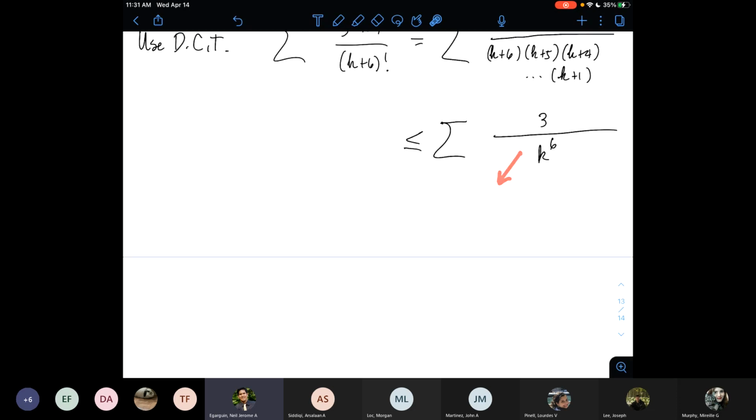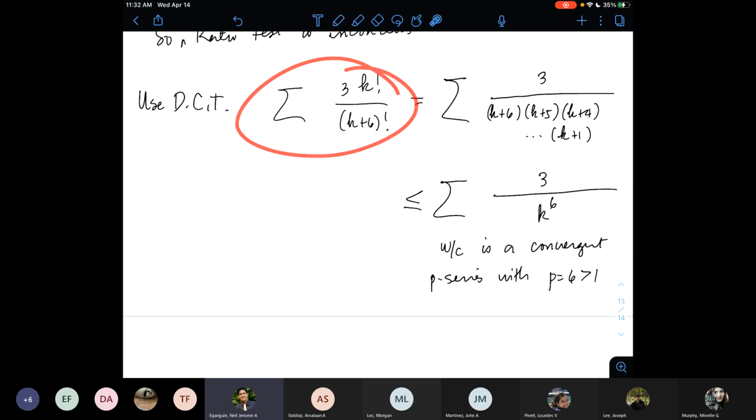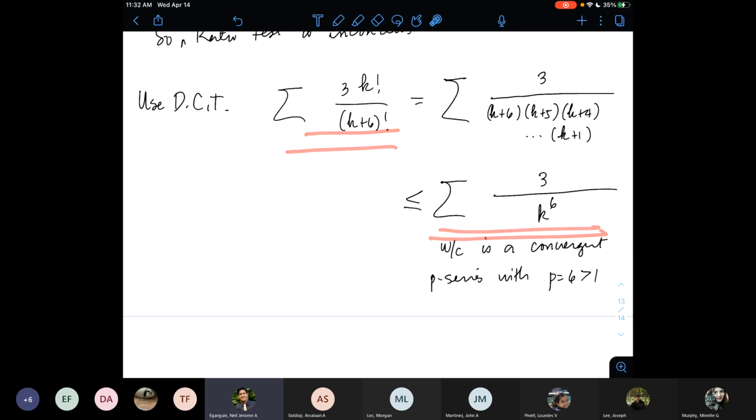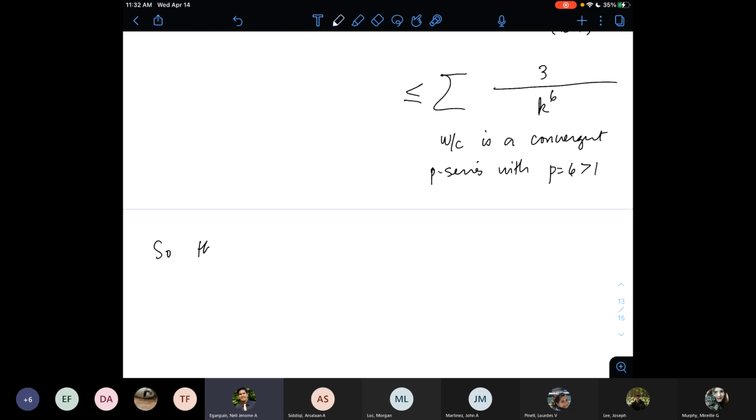And the good thing about this is it is convergent, which is a convergent p series with p equals 6 greater than 1. Remember, p series converge when their p-value is greater than 1, right? So that means the given series is smaller than a convergent series. So this guy is finite, so this must also be finite. So the given series is convergent. All right. So a little bit of tricks there, but hopefully you'll get used to them.